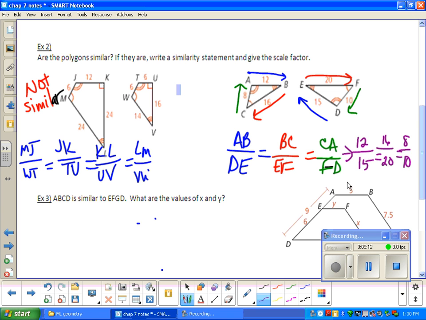12 divided by 15 equals 0.8. 16 divided by 20 equals 0.8. Oops, supposed to be an 8. And 8 divided by 10 is 0.8. So do they all equal each other? Yes. So are they similar? Yes.